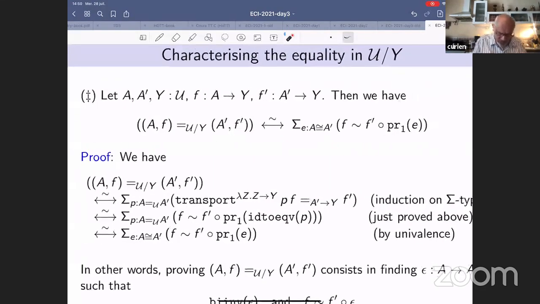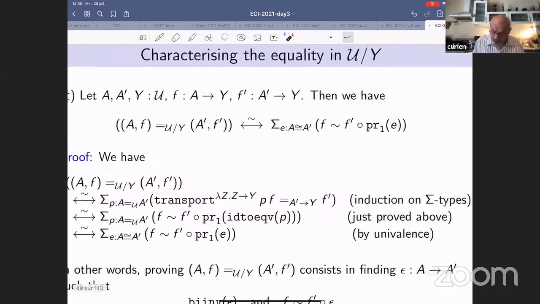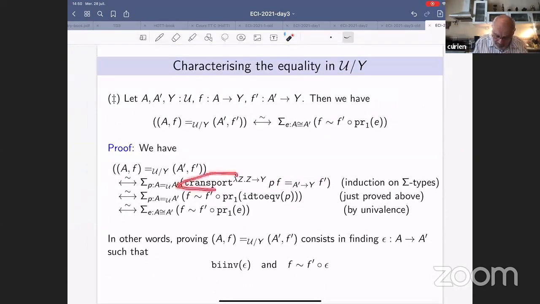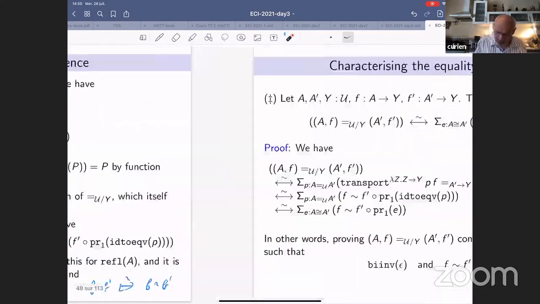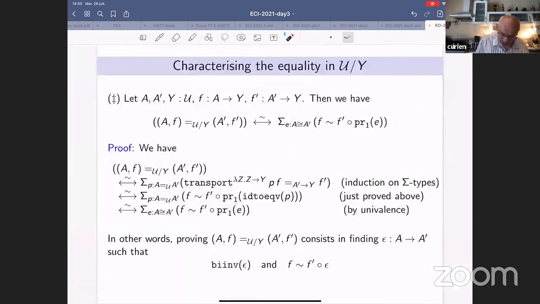Yes, to prove this, because this is a sigma type here, is the same thing as giving a proof that A is equal to A prime, and proving that by transport, transporting F, is equal to F prime. So you have an equality between the result of transporting F and F prime. Now we just proved that this guy is equal to this guy. This is what we proved here. So by what we have just proved, we are here.